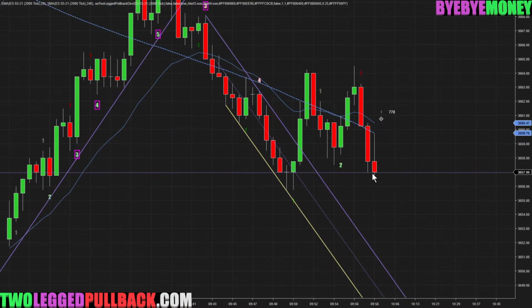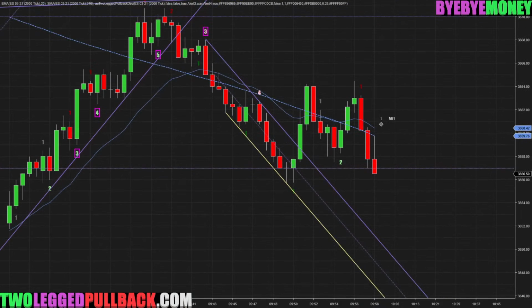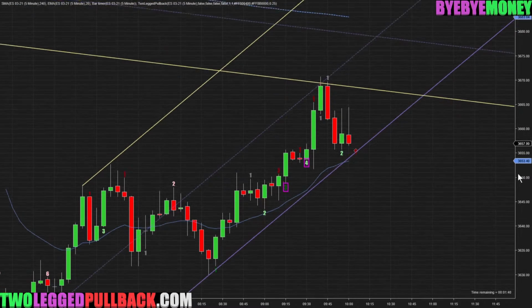It looks like we're breaking down here. This looks like a double top. I think the market has decided. We're going to try to go down.